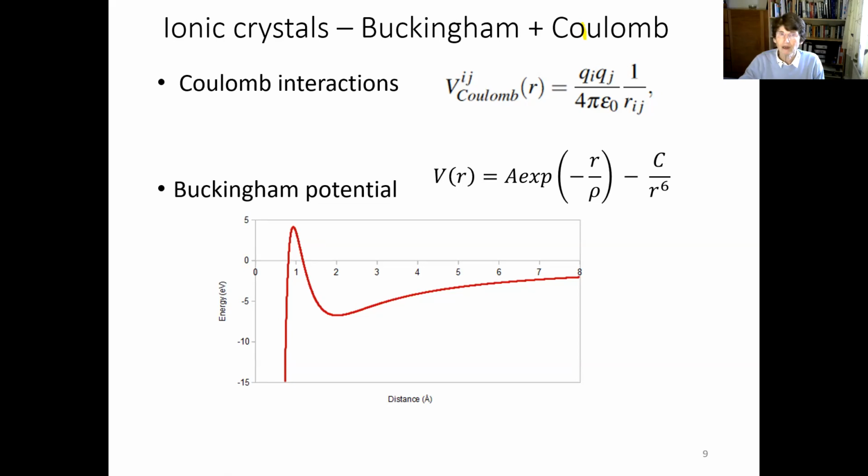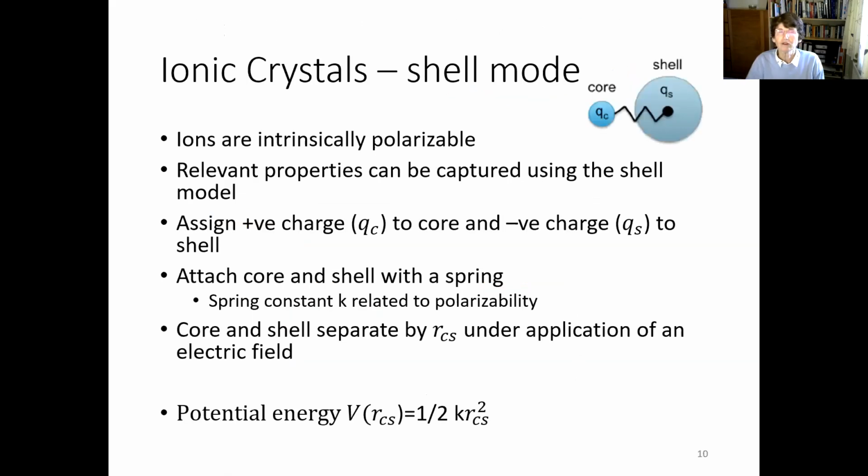So that's basically how you model ionic crystals. But of course, the ions in ionic crystals are intrinsically polarizable, and this is sometimes important. So this basically means you've got the ion with its core and its electrons, and if you apply an electric field, the electrons go in one direction and the core goes in a different direction.